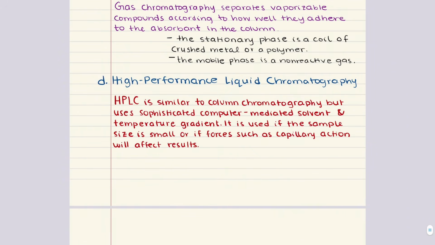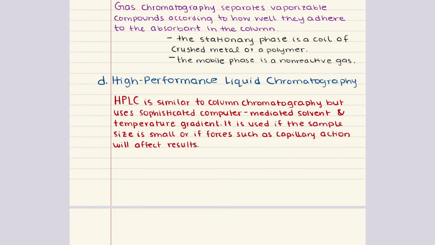Finally, we have high performance liquid chromatography, or HPLC. This works similarly to column chromatography, but it's going to be computer controlled and much more precise. It uses carefully controlled solvent mixtures and temperature gradients, which allows for better separation and detection. HPLC is especially useful when your sample size is small or when subtle physical forces like capillary action could interfere with the results. So it's a preferred method in analytical labs because accuracy and reproducibility are really essential.